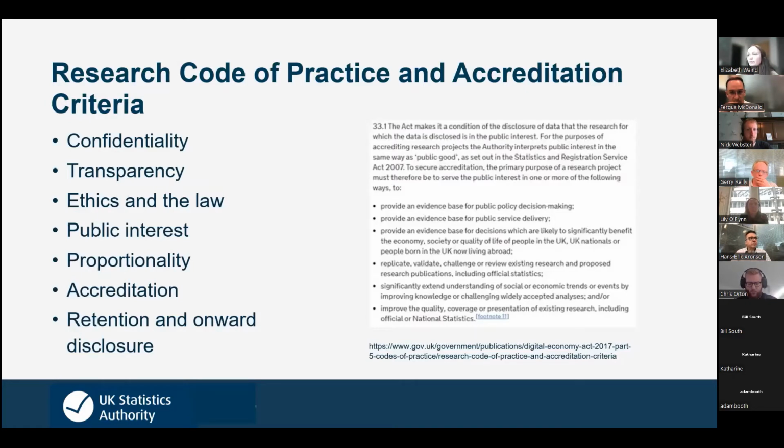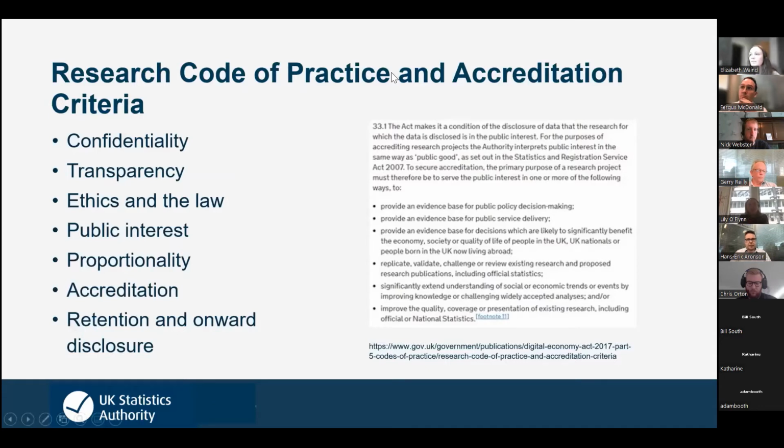So what is accreditation, and how does that differ to other parts of the data access journey? As I mentioned, the DEA is accompanied by a statutory research code of practice and accreditation criteria, and this effectively sets out the principles that research projects, researchers and TREs must adhere to in order for secure data to be legally disclosed via the DEA. Accreditation is essentially the confirmation that all of these requirements are in place for the public authority, for example, ONS, to be able to disclose that information to a researcher in a legal and secure way.